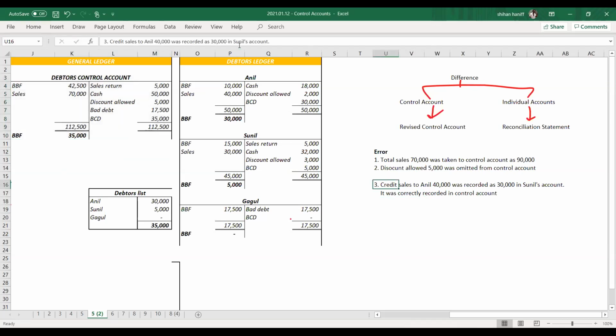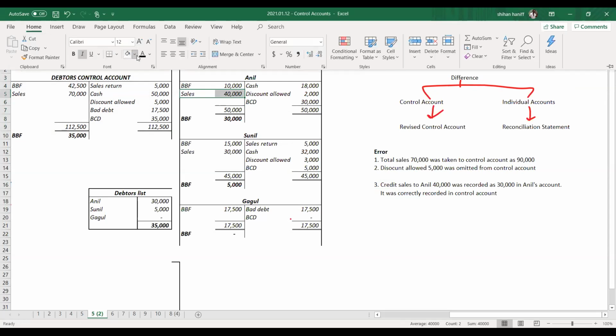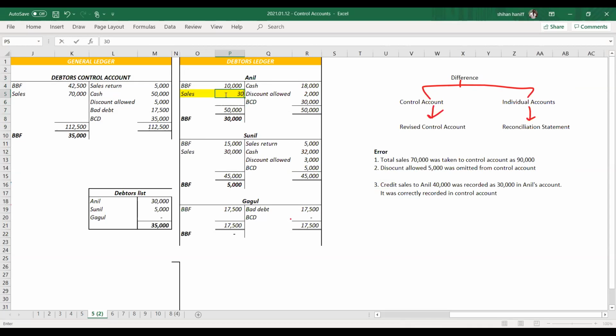So this is Anil. Sales value actual amount is 40,000. But it was recorded as 30,000. If you record 30,000, what happens? See the debtors list balance. It becomes 25,000. Now control account it's 35, debtors list 25. There is a difference. Now this difference, you don't adjust through the control account because the control account is correct.